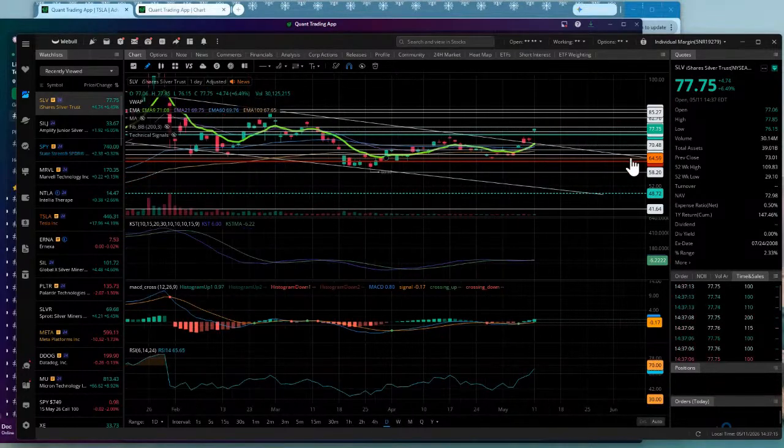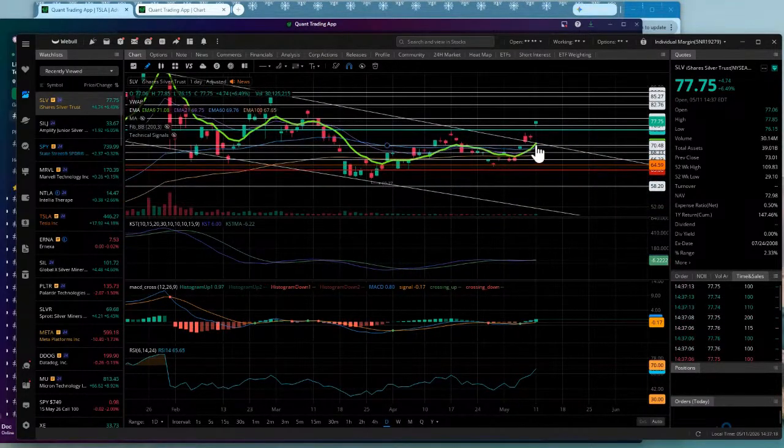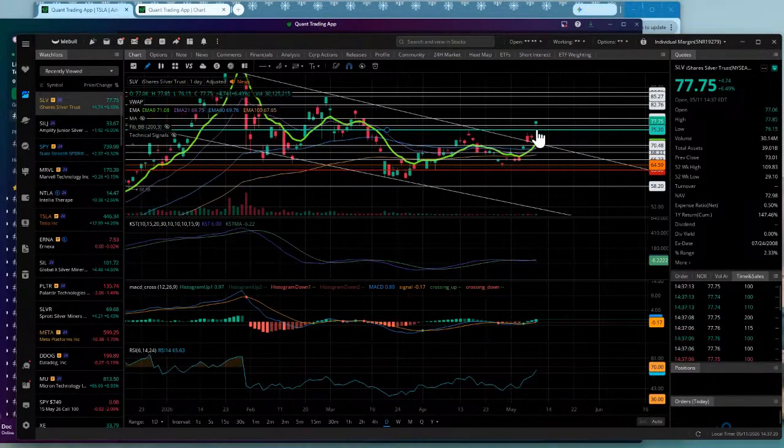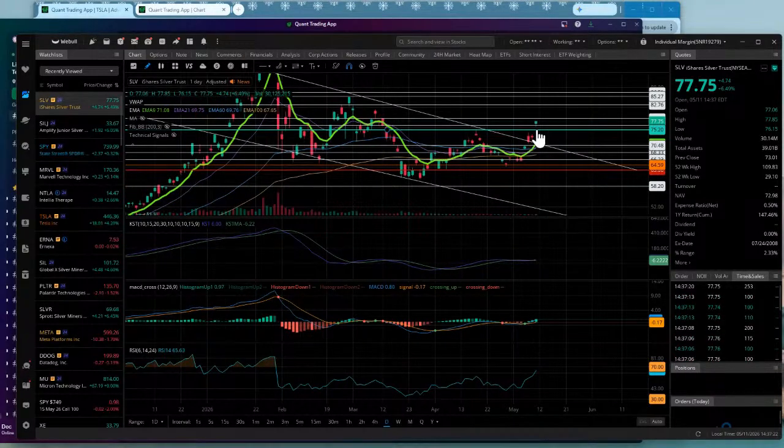This one looks like it was going to break, come back, and find support, but we just gapped up. It was like a catalyst. We don't even have to get into it. But then you just look left to find where the next resistance is and do it accordingly.